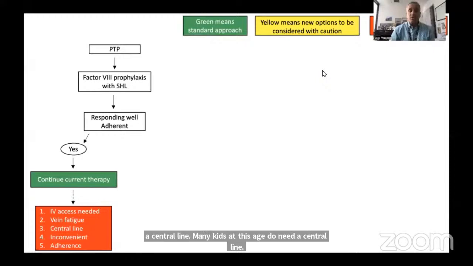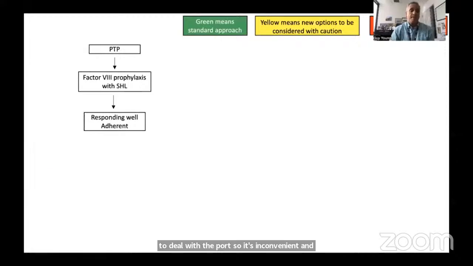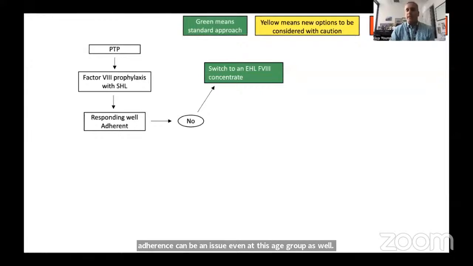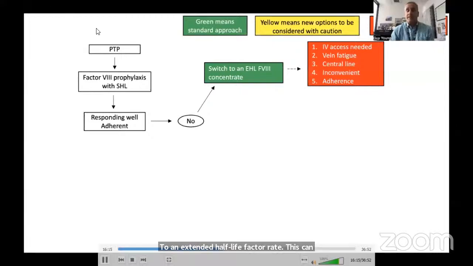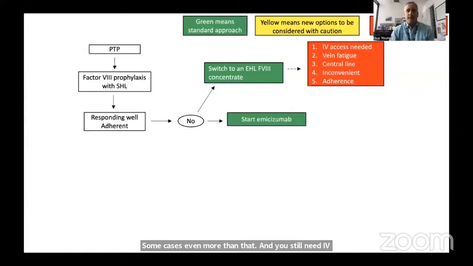If they're not using a central line, they can get into the issue of vein fatigue, where it becomes harder and harder to access, the veins become scarred. Of course, it takes more time to find veins, even more time to deal with the port, so it's inconvenient. And adherence can be an issue even at this age group as well. Now, if they're switched to an extended half-life factor VIII, this can be somewhat more convenient, but again, it is still IV. It is still multiple times a week, twice a week, in some cases even more than that. And you still need IV access and the same issues I mentioned for standard half-life factor VIII.